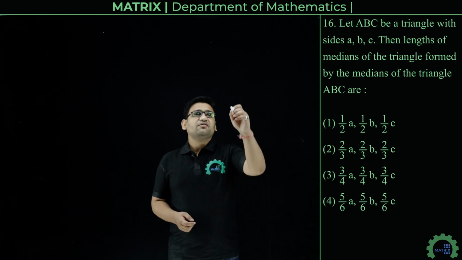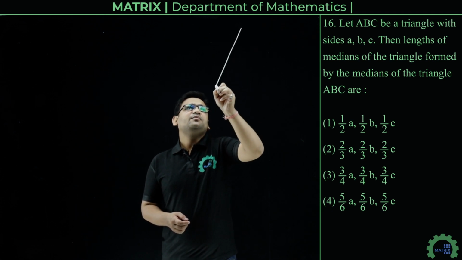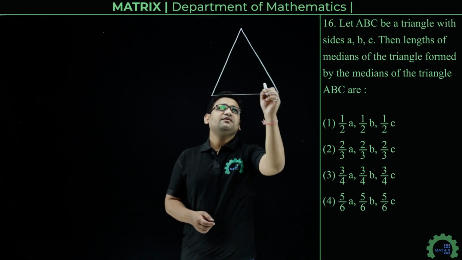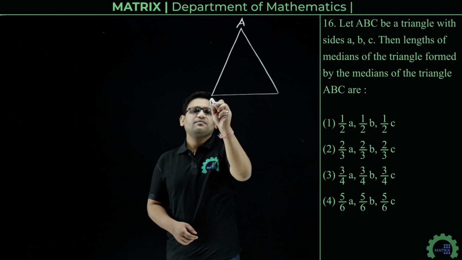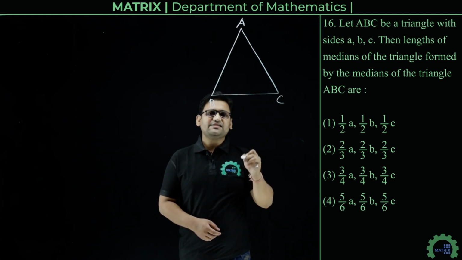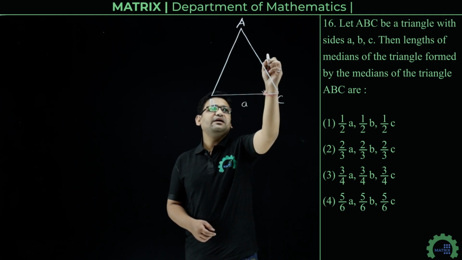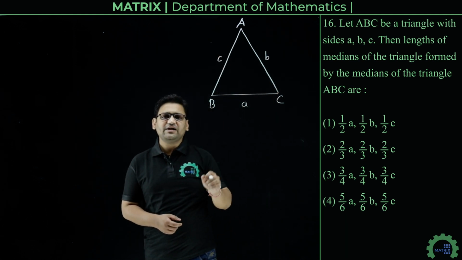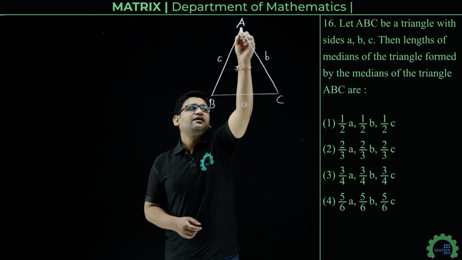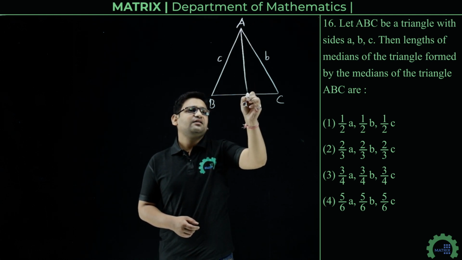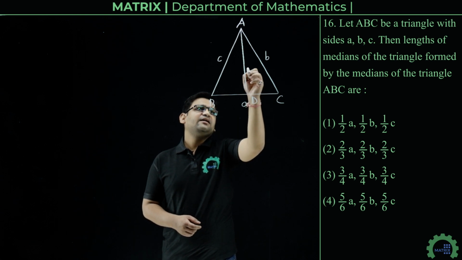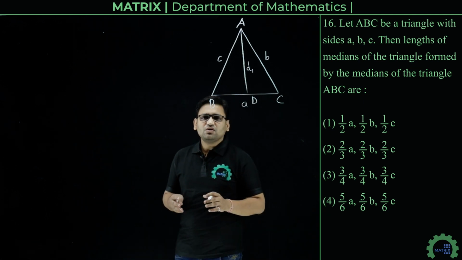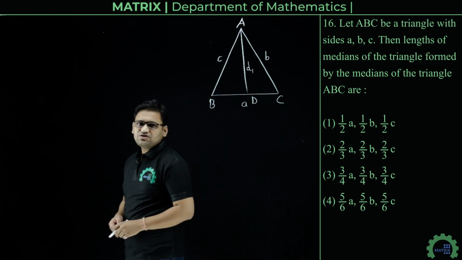So first of all we will draw a triangle ABC. Let's say this is a triangle ABC. In this triangle the side lengths are A, B and C, small a, small b and small c, and we need to find the length of the median of this triangle. So let's say D1 is the median of this triangle. Let's say this is point D and this is small d1, that is the length of the median. So we can apply Apollonius theorem in this triangle.